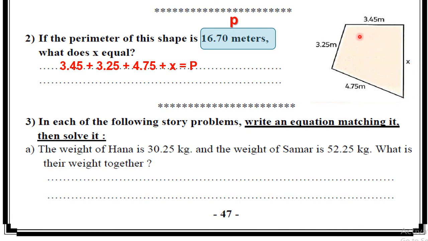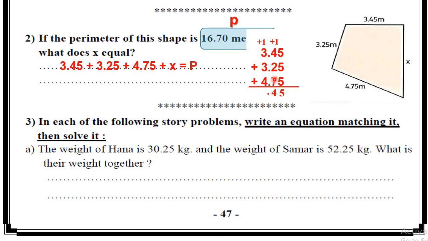So here the outer line is the perimeter. I'm going to add all the sides. Now I have three numbers, so let's add them to make it easier. I have 3.45, 3.25, 4.75. And now let's start adding from the right. 5 plus 5 plus 5 is 15. Write 5 and carry 1. 1 plus 4 is 5. 5 plus 2 is 7. 7 plus 7 is 14. Write 4 and carry 1.